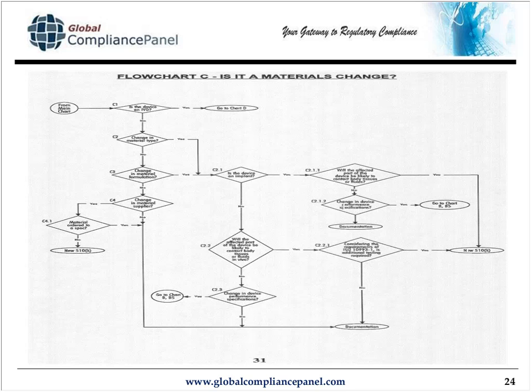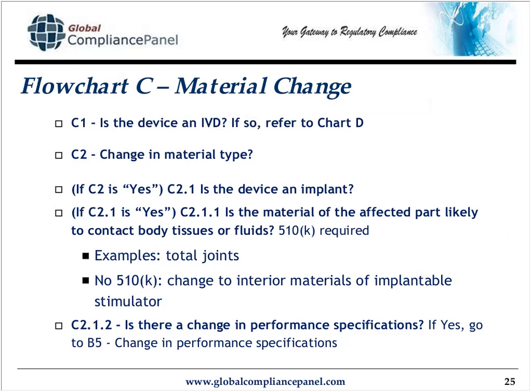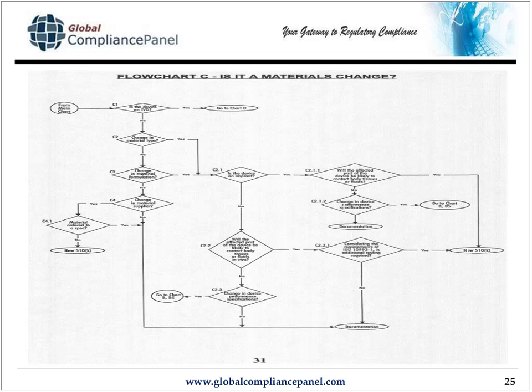So the next question is, is there a change in material type? And whether there's a change in material type, C2, or a change in material formulation, C3, if I'm changing one of those, I'm going to see 2.1 on the right. And the question I'm asking myself is, is the device an implant? Okay, so as you can see here, we're progressing throughout, and if the device is an implant, I'm further asking myself another question, which is, will the affected part of the device be contacting body tissues or fluids?